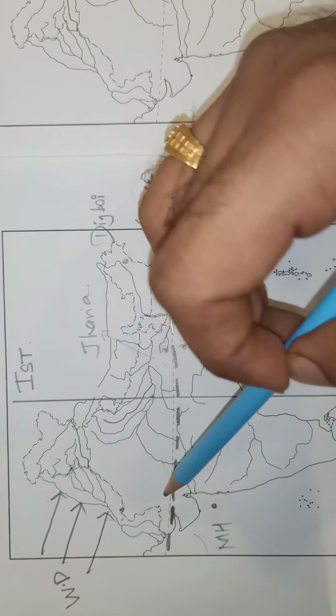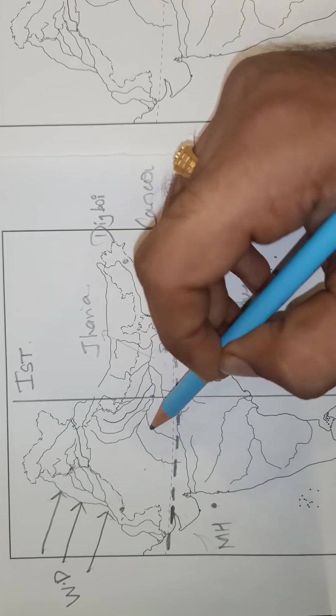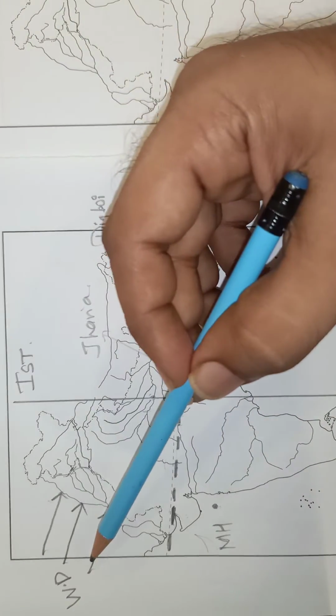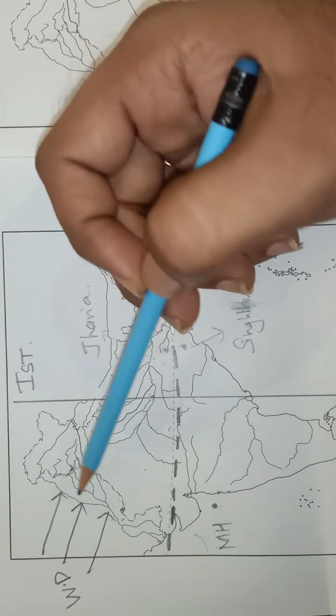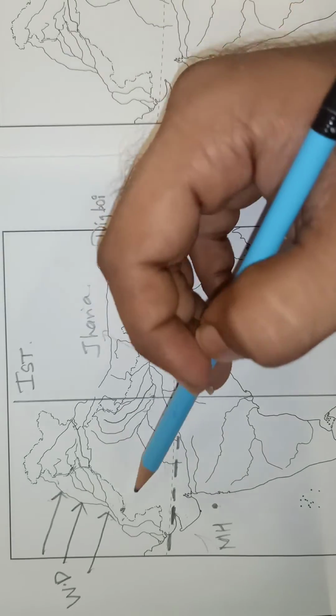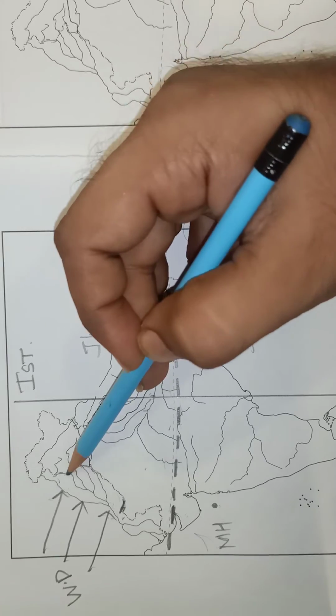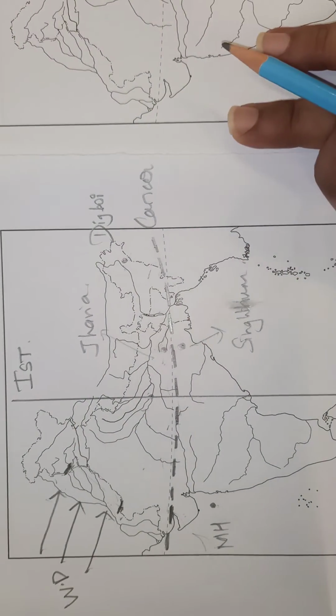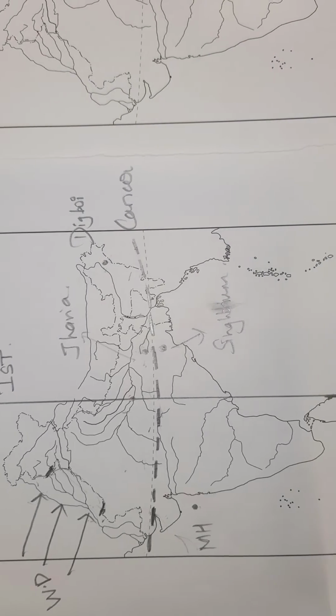So in the exam it will be asked, mark the western disturbance winds. So these winds you have to mark in this manner, these 3 arrows exactly, which is between this part. Next is the northeast monsoon winds.